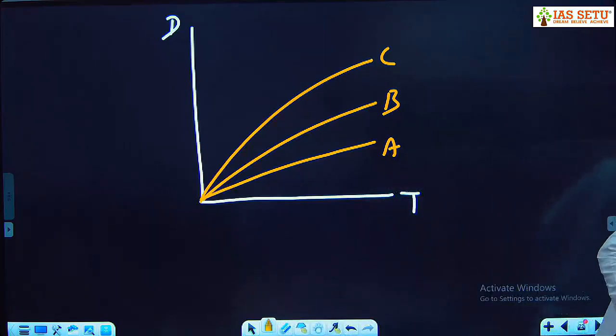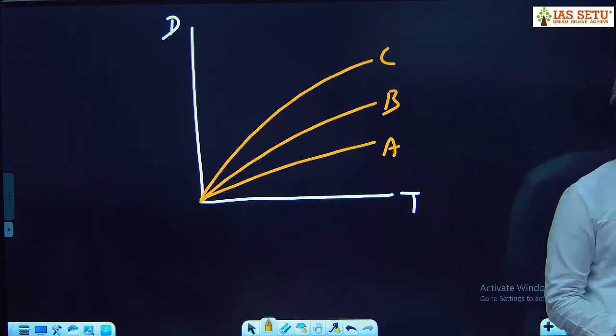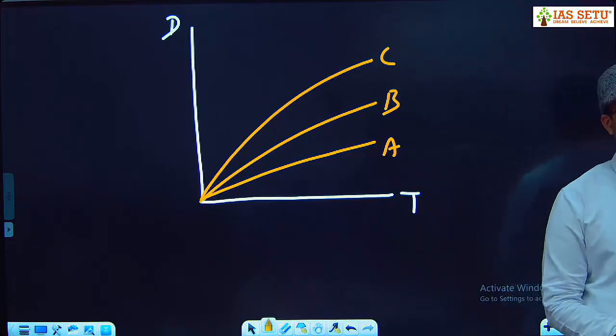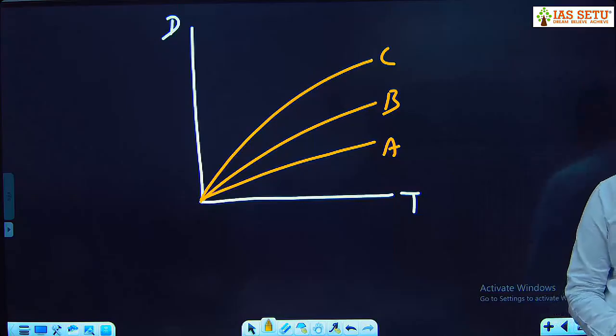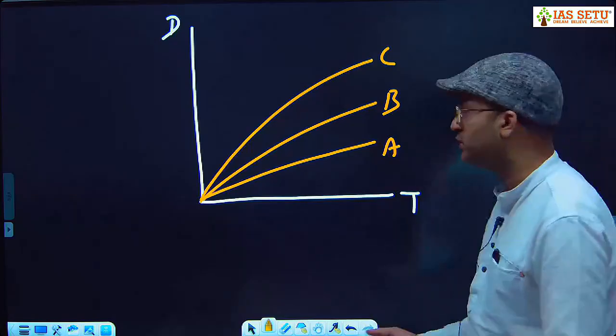See here, online students want to hear about parallel lines. Let me tell you one more concept, for more conceptual clarity.